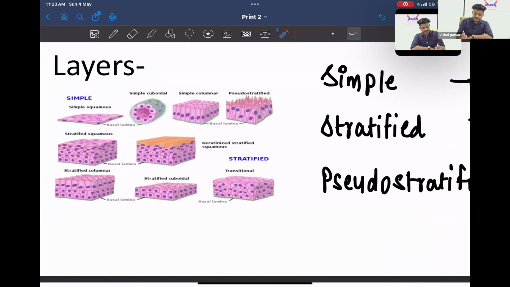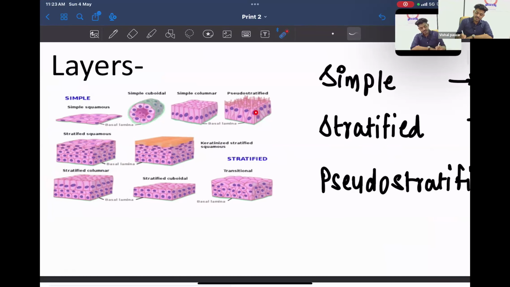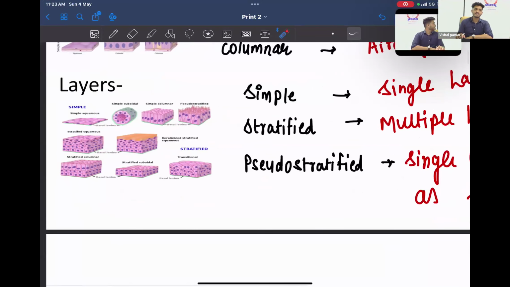Sometimes there will be a single layer which is appearing as multiple. This is known as pseudo stratified. Whenever keratin deposition is over there, this is considered to be keratinized stratified epithelium. Okay, you understand? समझ में आ रहा है, right?